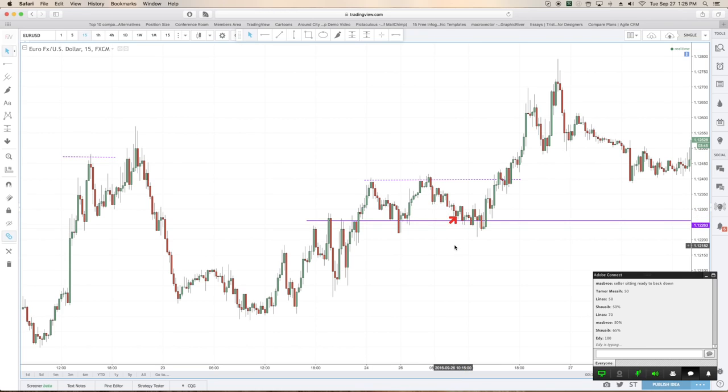Then the sellers come in down to here, and then we get a retracement. What kind of retracement is that? Okay. Then the sellers try again. So notice what happened from before. From 70% retracement to now 50% retracement. What does that tell you about the sellers?